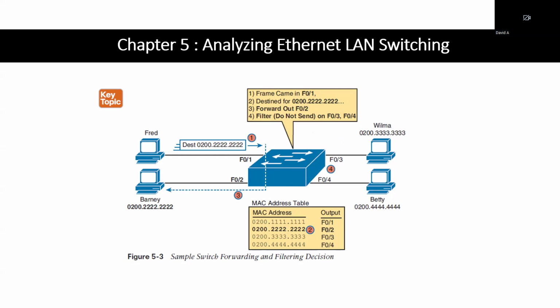This is the logic of forwarding known unicast frames, because my MAC address table knows where to forward it. Simple as that.